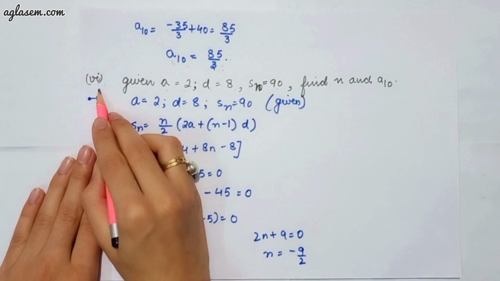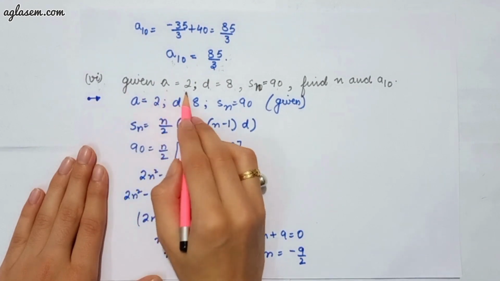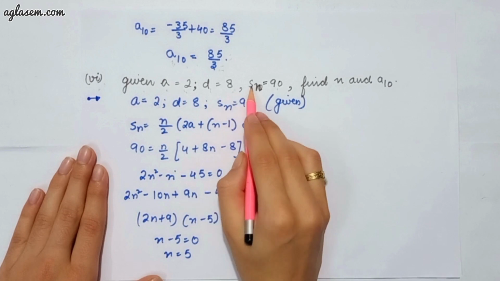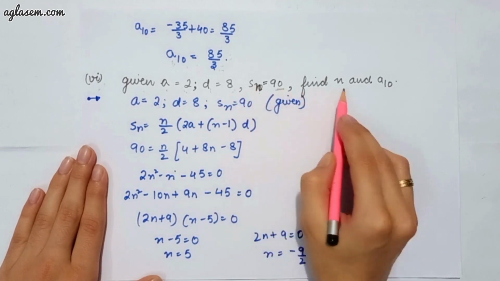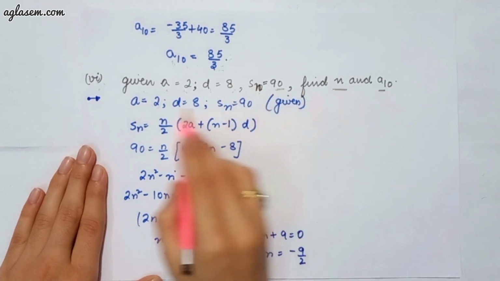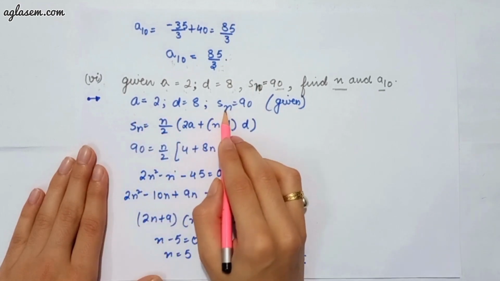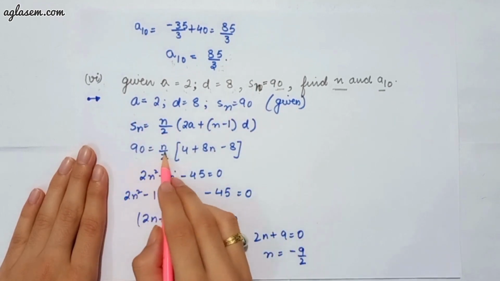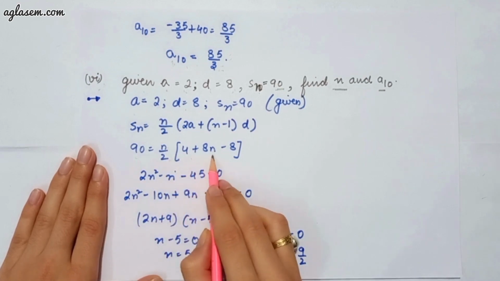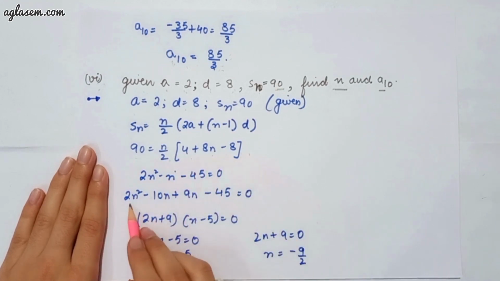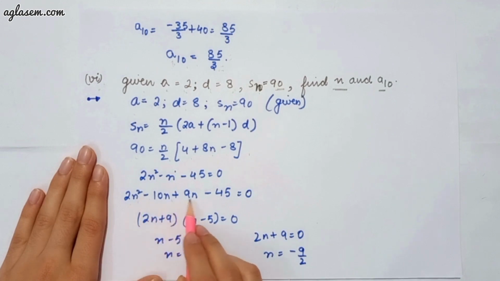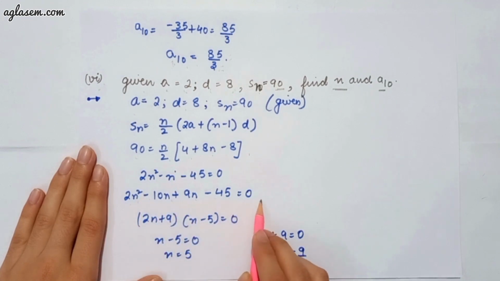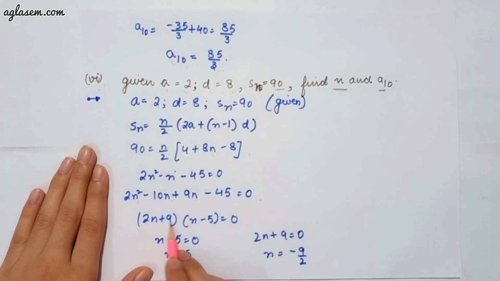Moving to our sixth part, which says A is given, that is 2, D is given, that is 8, Sn is given, that is 90, and we have to find n and A10. So here A is given, D is given, and Sn is given. So we can find S90, that is n upon 2 into (4 plus 8n minus 8). It will give you 2n square minus 10n plus 9n minus 45 is equal to 0, an equation. So we have (2n plus 9) and (n minus 5), which are equal to 0. So n is equal to 5 and n is equal to minus 9 upon 2. It means n is 5.